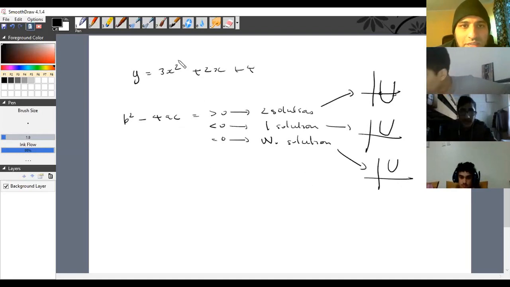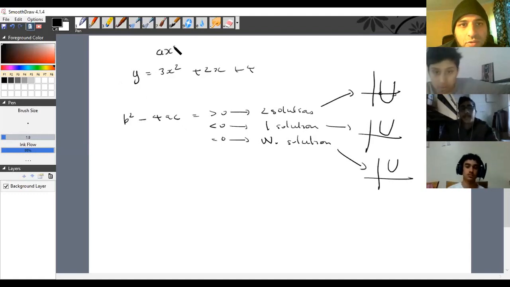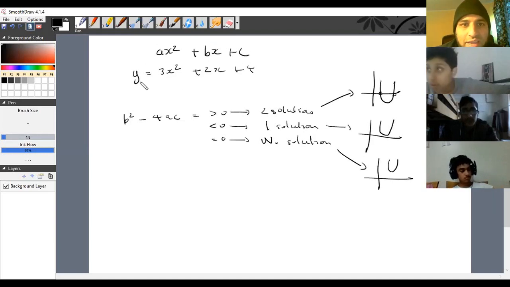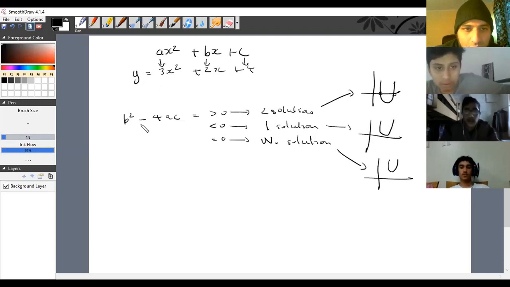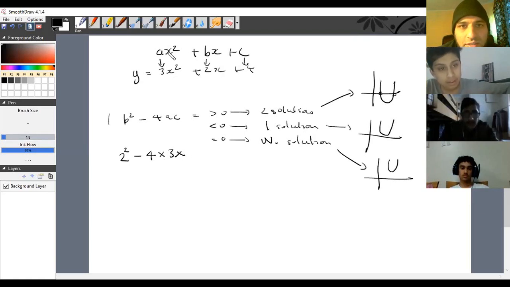Okay, so let's look at this. This follows the pattern ax squared plus bx plus c. What's a going to be here? a equals 3, b equals 2, c equals 4. Let's do this to it now. b squared minus 4ac. b squared is going to be 2 squared, minus 4 times a, which is 3, times c, which is 4.